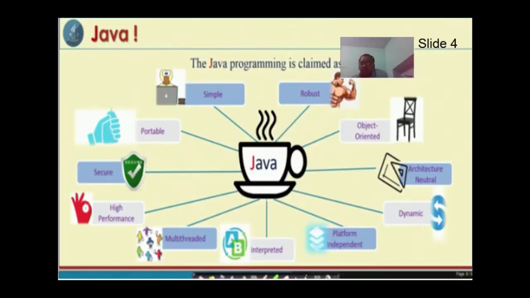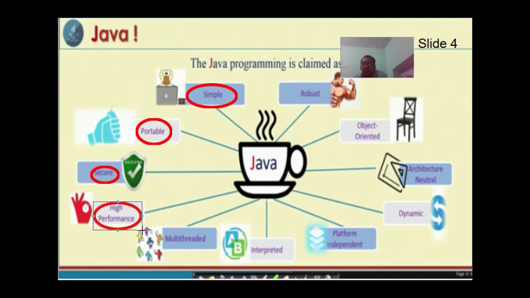Now, the developers claim that Java is a very simple programming language. It is portable, that means you may use it in any environment, and it is very secure.